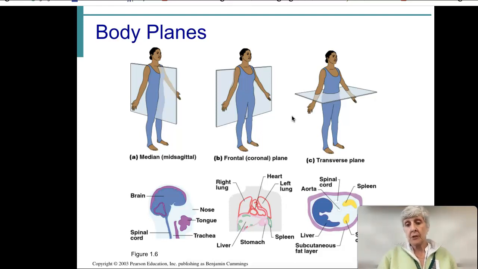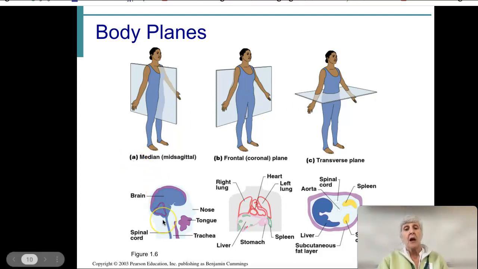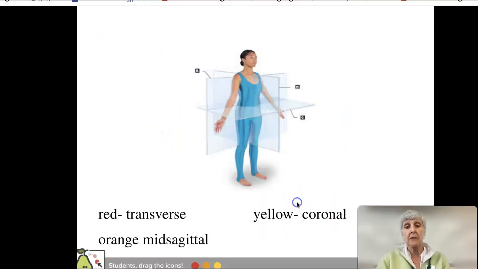That's where our cross sections come from, and they show you down here what a medial cut looks like, what a frontal cut looks like, and what a transverse looks like. So you're going to go ahead and label A, B, and C. I believe this is A, this is B, and this is C as to which plane they are. Okay, so the transverse plane is C, the mid-sagittal is going to be B, and the coronal or the frontal is going to be A.